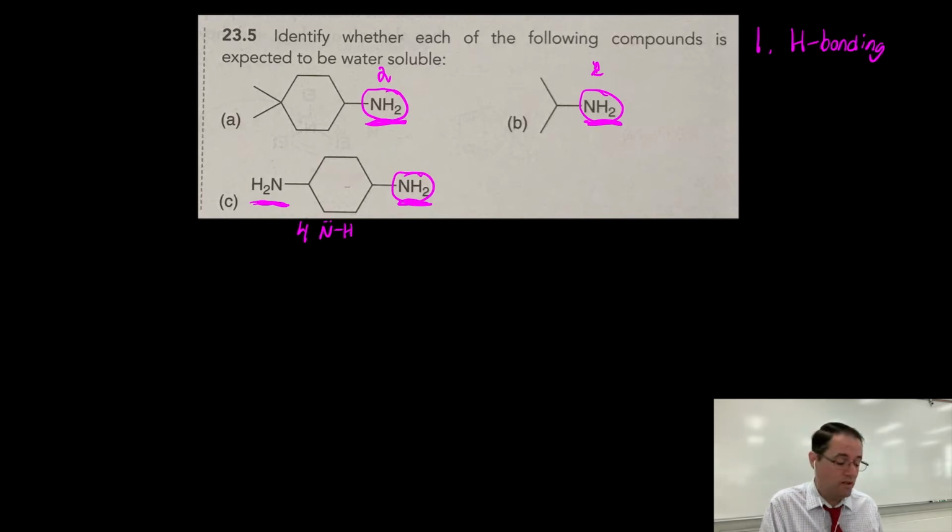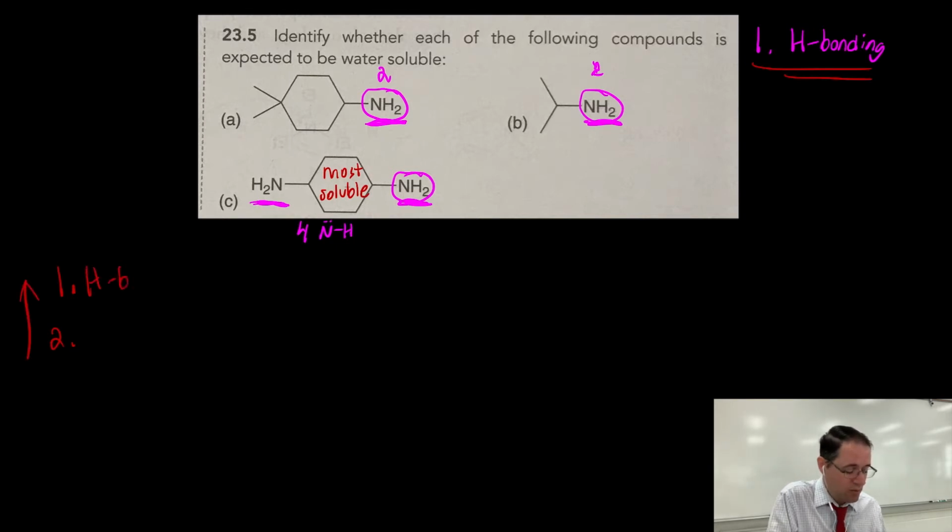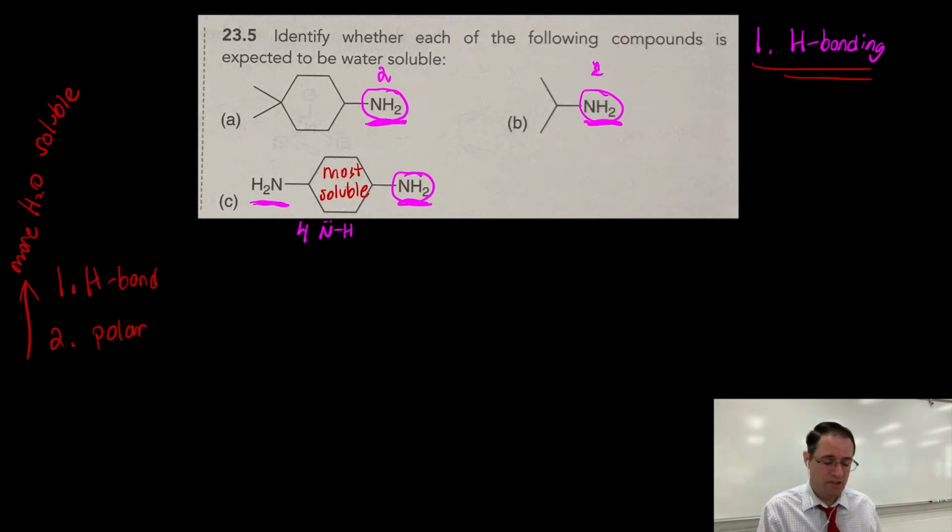This problem says water solubility. So it's going to be more hydrogen bonding with water, so it's going to be most water soluble. The idea here is from hydrogen bonding and polarity. If you have more hydrogen bonding, if you have a more polar molecule, it's going to be more water soluble. So that's a crash course review of chapter 2 in the book. So molecule C is the most soluble. Now what about these other 2 molecules?